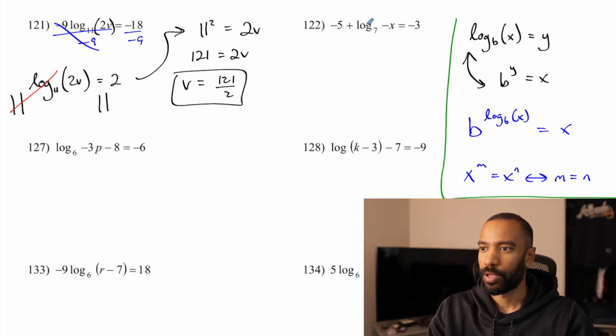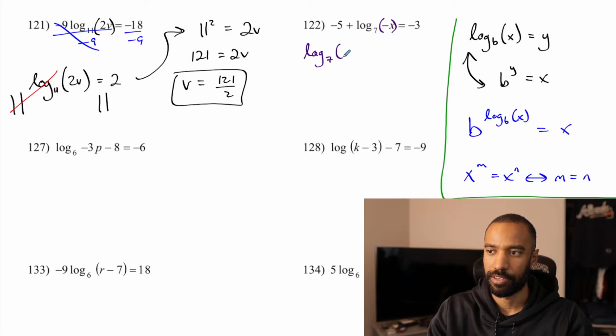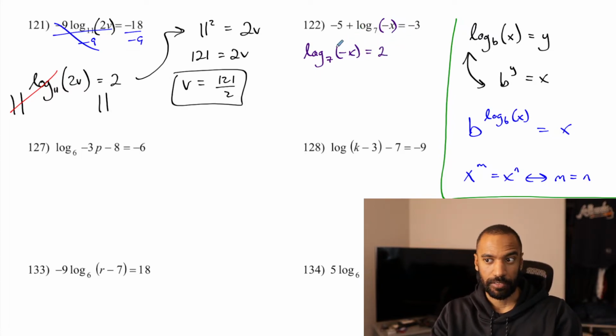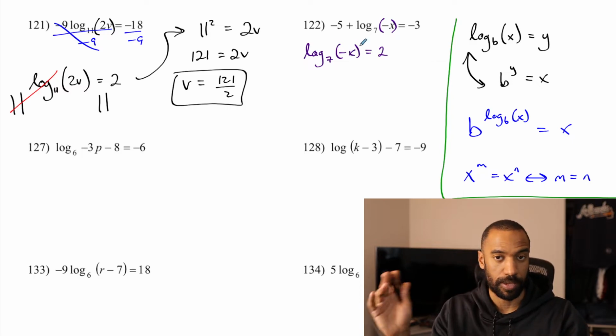-5 plus log base 7 of negative x equals 3. And go ahead and add 5 to both sides, and you'll get log base 7 of negative x equals 2. Now, they say you can't take the log of a negative, but we're asking for what values of x make this true.